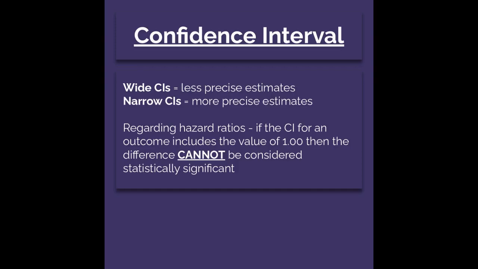Regarding hazard ratios, if the confidence interval for an outcome includes the value of 1, then the difference cannot be considered statistically significant. And this is because all values reported in the interval range are considered equally valid as the true value, and a hazard ratio of 1 equates to no treatment difference.